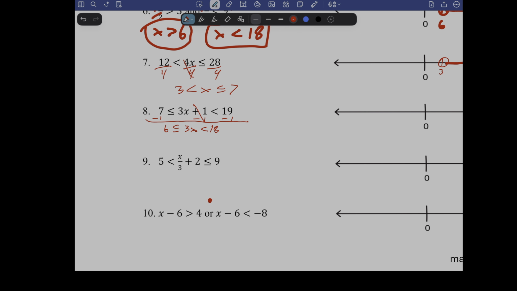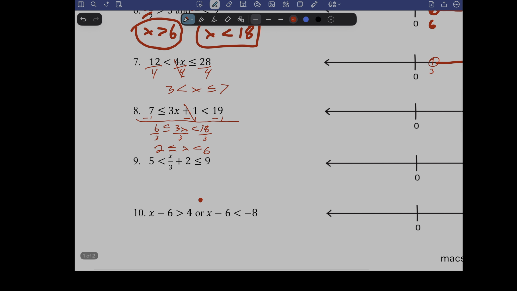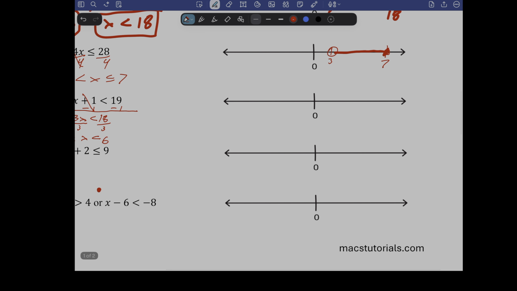But guess what? I still have that 3. Well, what would you do if it wasn't in between, if it was just 1? You would go to the other side of the equation. Well, I'm just going to do it to all 3. And my answer is going to be 2 less than or equal to x, which is less than 6. And when you have the x in the middle between 2 less than signs, you know that's going to be an in-between one. Okay, so it's going to be between 2 and 6.